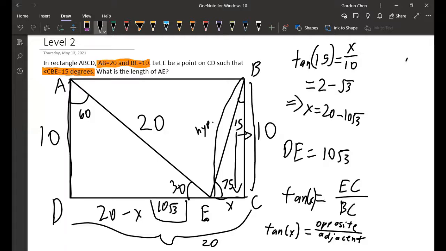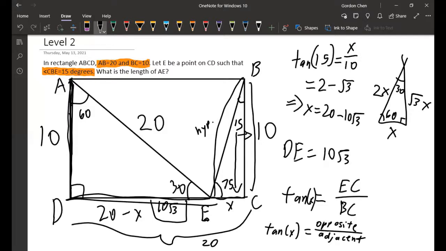So in a 30-60-90 right triangle, we have this is x, this is root 3 x, and then this is 2x. So here's x, here is root 3 x, and here's the right angle. So this is the 30-60-90 right triangle. And from here we have that this is 30 and this is 60. So this is x, then this is 2x. So if this is x, then the answer will be 20. And yeah.